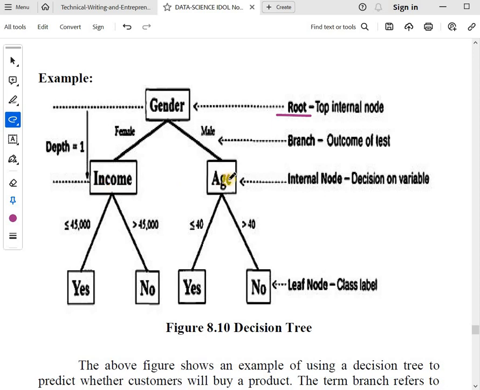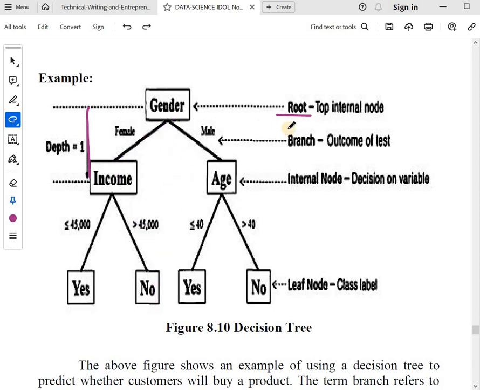Income is another internal node. Age is the second internal node. The distance between the first and second node is a depth of 1. If I ask you what is the distance between gender and no, what should be your answer? The depth is 2. If I want to come here, I'll come like this, isn't it? So depth of 1, depth of 1. So the total depth is 2.